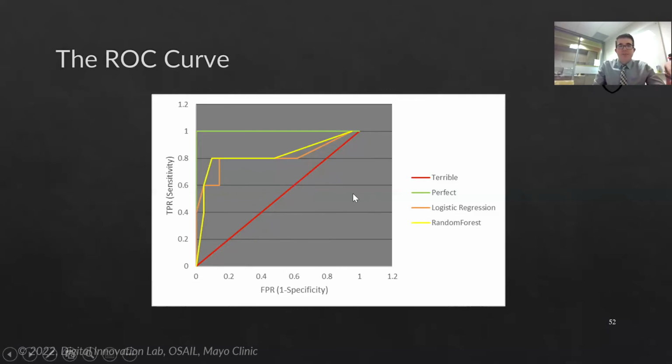In this case, I've plotted our logistic regression one as orange and our random forest as yellow. Essentially, the larger the area under this curve, or the closer the curve is to our green line, the better the classifier. What you can see is it looks like our random forest in a couple of cases is better than our logistic regression. So if we had to make a final decision between these 2 classifiers based on the ROC curve, I would say it's the yellow random forest.